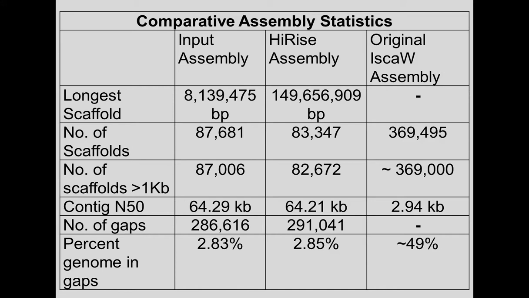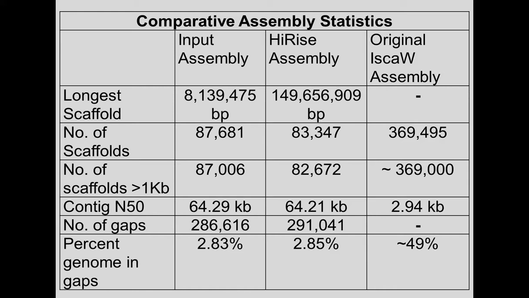So here, if we compare these assembly statistics with the original ISCA assembly, it is amazing to see that we went from approximately 370,000 scaffolds that were over 1 kb to 82,672 scaffolds with the HiRise assembly. The contig N50 was 2.94 kb in our original assembly, which improved to 64.21 kb in the HiRise assembly.